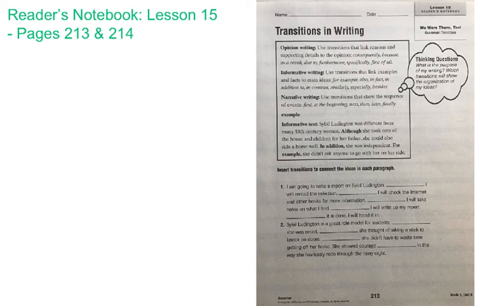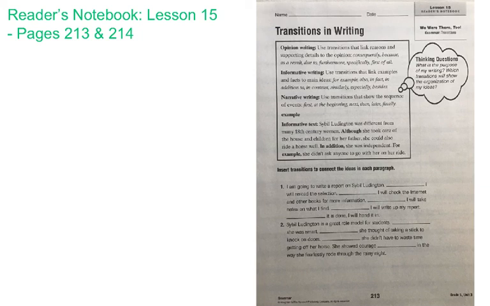Here we have transitions in writing, and it's broken up into different forms of writing: opinion writing, informative writing, and narrative writing. And we have done so far this year informative and narrative writing, and we have not completed opinion writing, which is going to be our last writing unit this year. Opinion writing. When you're completing opinion writing, use transitions that link reasons and supporting details to the opinion. Things like consequently, because, as a result of, due to, furthermore, specifically, first of all.